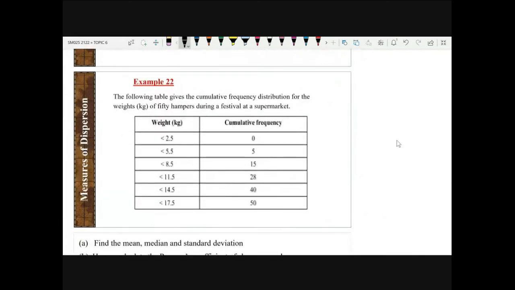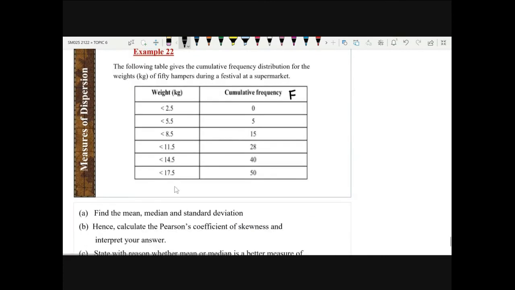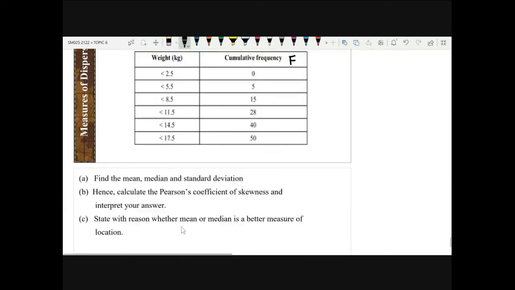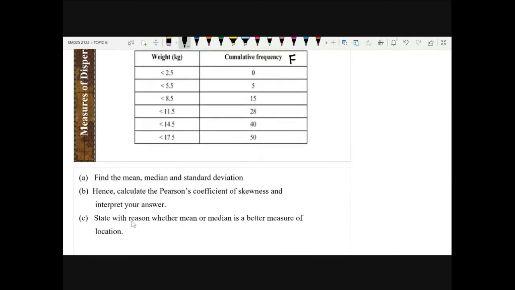Example 22. Okay, so the following table give a cumulative frequency. Careful here. That's cumulative frequency. So, dia F besar. Okay. So, from here, we have to find mean, median, and standard deviation. After that, we have to find the Pearson coefficient skewness and interpret our answer. Last one, state with a reason whether mean or median is a better measure location.